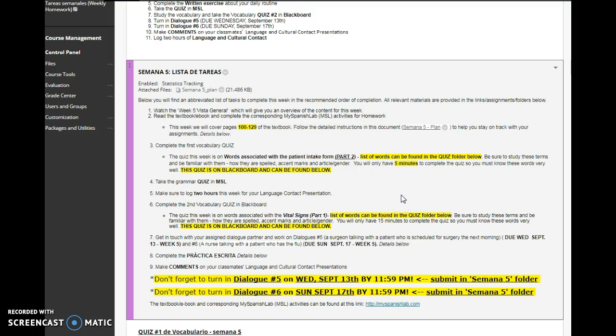Okay. You're going to be taking a vocab quiz. Okay, which is the patient intake form, Part 2. You're only going to have 5 minutes to complete the quiz, so you must know these words very well. Okay, there'll be a grammar quiz in My Spanish Lab. Don't forget your hours. Okay, your vocabulary quiz. Okay. This quiz, you'll have 15 minutes to complete because they're a little bit longer. Whole questions and statements that you need to say, or questions you need to ask.